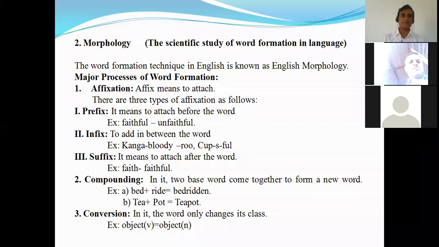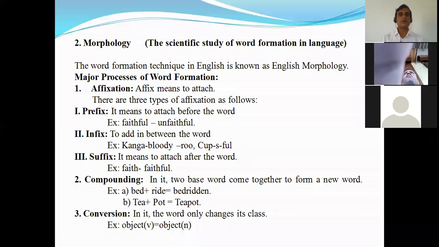Next is a suffix. Suffix means to attach after the word. For example, the root word is faith. I attach ful after it, and the new word is formed, faithful. So faithful is a base word, remember, and this is the use of suffix. So I repeat, affixation has three processes: prefix, infix, and suffix.